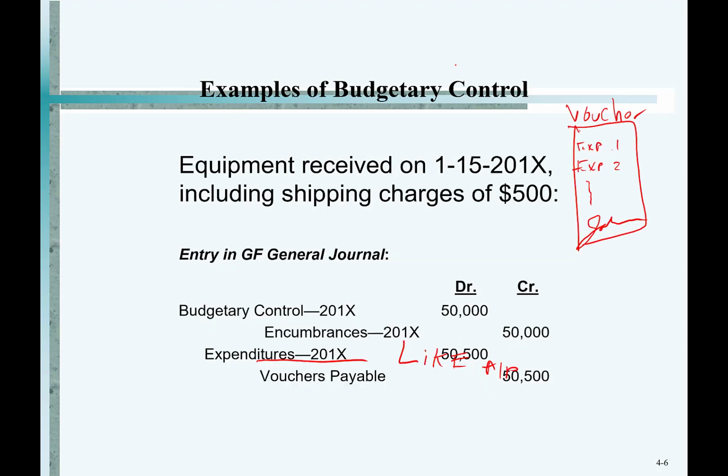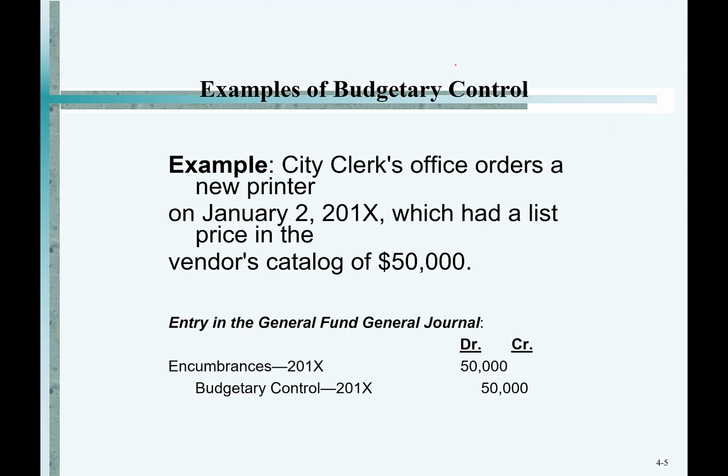Then the thing comes in. And when it comes in, there was $500 of shipping charges that we hadn't anticipated initially. No problem. We can fix the world with a journal entry, can't we? So all we do is we reverse the original entry for the original amount. We debit budgetary control 50,000. We credit encumbrance 50,000. That's reversing that entry, isn't it?